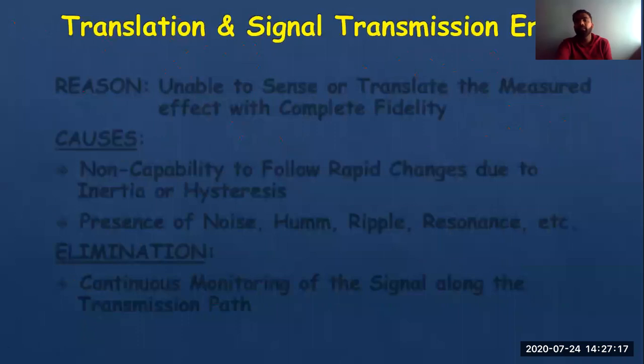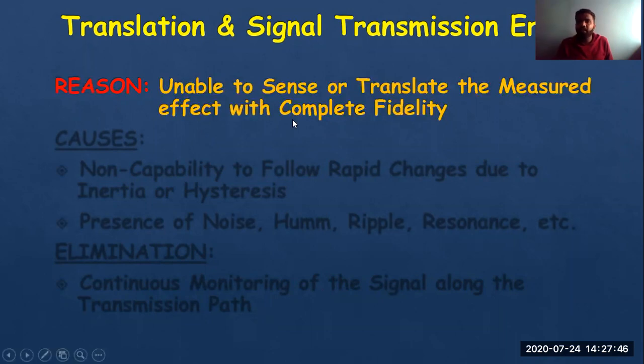Signal translation error: I want to translate something, and if the translation is not happening properly, suppose there was a sound decibel that I wanted to know, but there is a resonance in the system. If there is a resonance, there will be a lot of sound at that point. So if I wanted to measure something and resonance comes, what will be the issue? I will not be able to get the transmission of the signal properly. If I am unable to sense or translate the measured signal with complete assurity, such kind of error is called translation error.